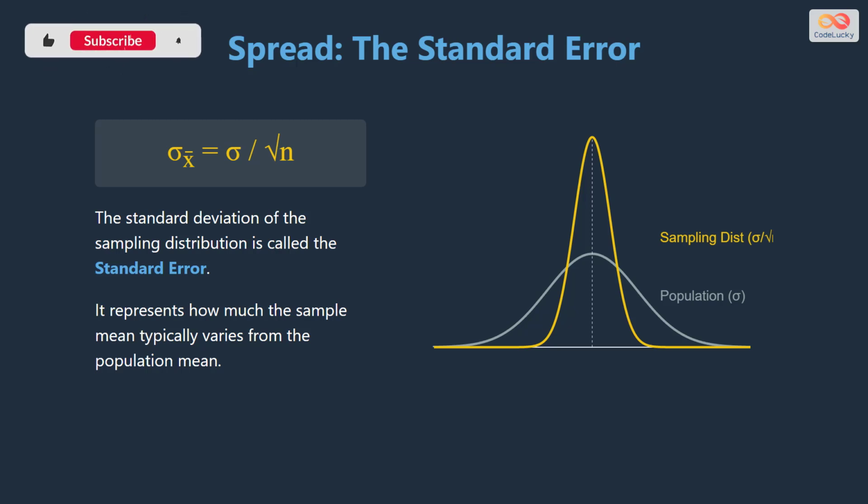Next, let's look at the spread. Notice that the sampling distribution is much narrower than the original population. We measure this spread using the standard error. The formula shows that the standard deviation of the sample means is equal to the population's standard deviation divided by the square root of the sample size, and this means sample averages are less variable than individual observations.